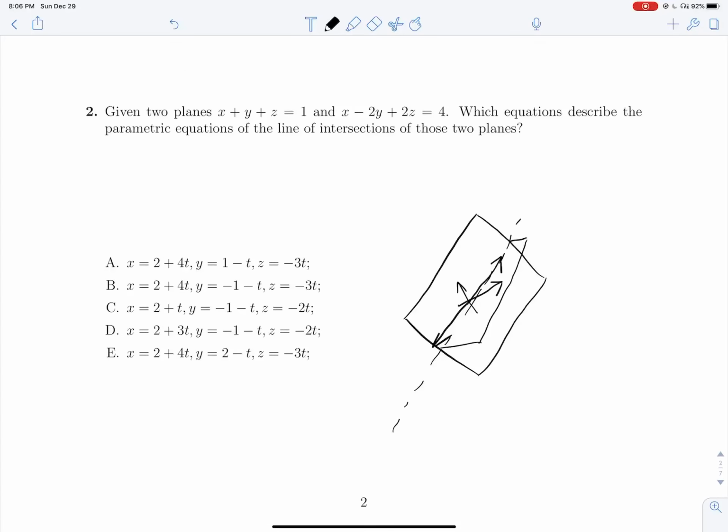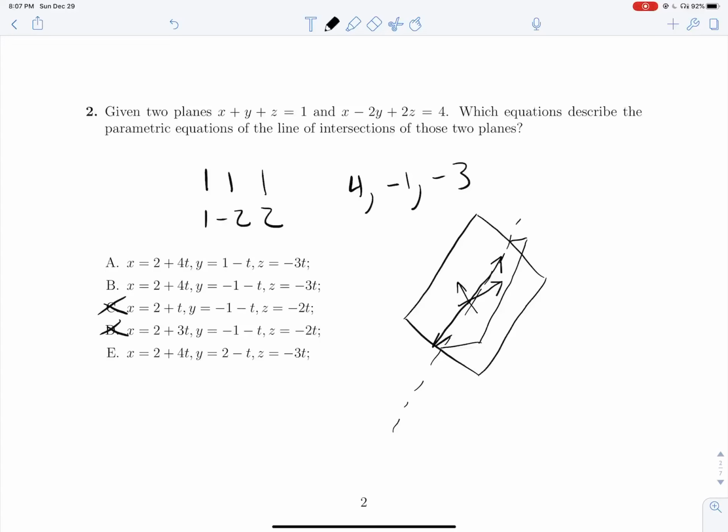And since the coefficients of the planes define the normal vector of that plane, we can just pull out our normal vectors as (1, 1, 1) and (1, -2, 2), and cross these. We'll get (4, -1, -3). So that automatically gets rid of C and D.